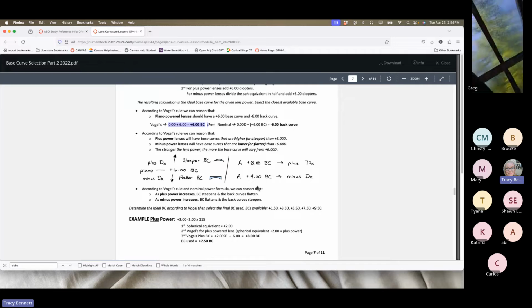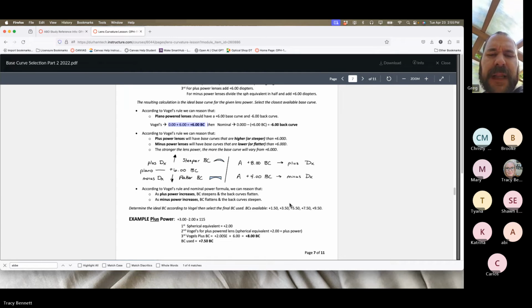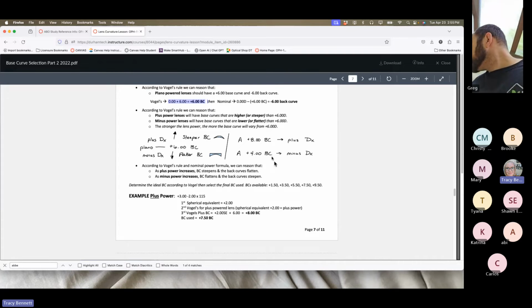So in that line of thinking, if I told you I have a +7 base curve lens, what could you assume was the power? Is it a plus powered lens or a minus powered lens? If I have a +7 base curve. Plus. Right, very good. If I have a +2 base curve, is that a plus or a minus powered lens? Minus. Yep. Okay, so you can see that relationship there.